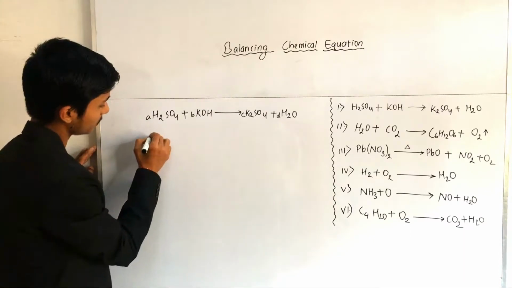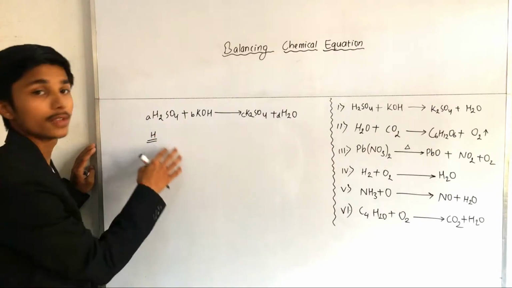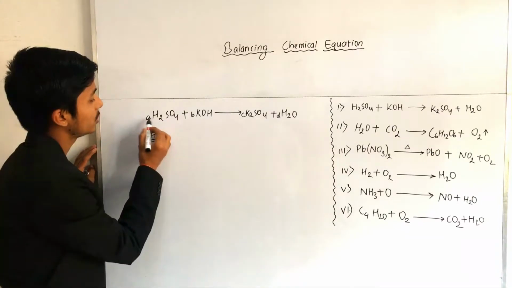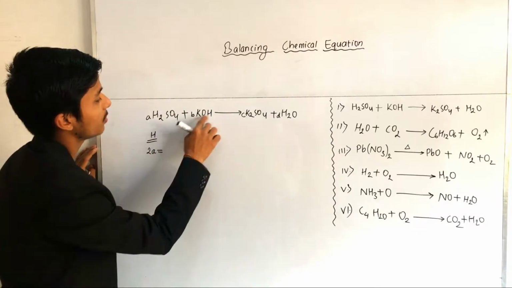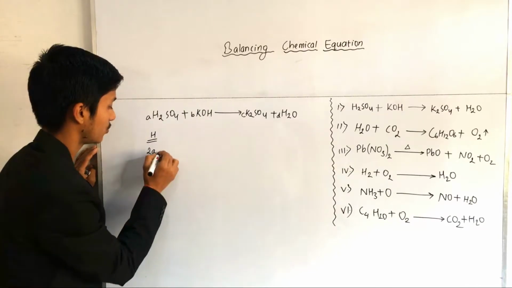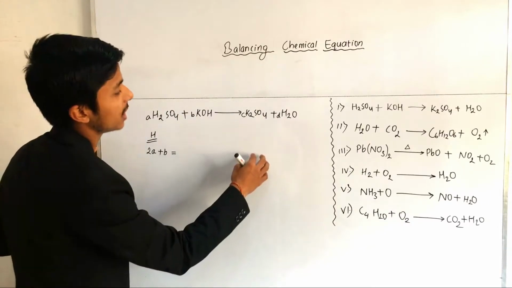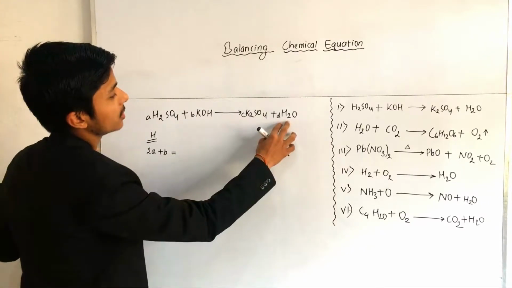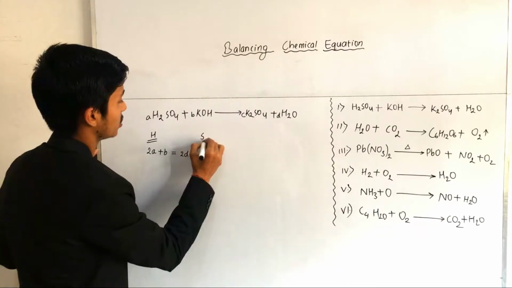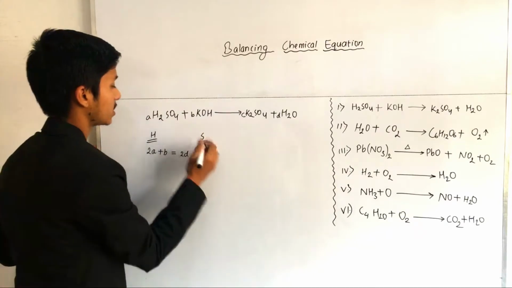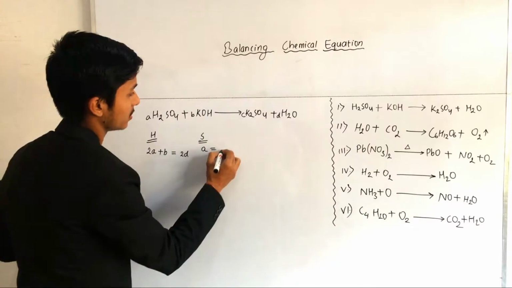Here we look at hydrogen. How many hydrogen atoms are here? 2 into A, so 2A hydrogen, plus 1 B also. So we write 2A plus B is equal to, now on the product side, how many hydrogen? Here it is 2D. So we write 2D. Now sulfur. How many sulfur? A sulfur on this side, equal to C sulfur on this side.